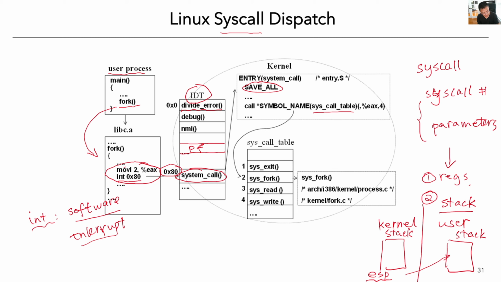So the syscall table is a table of syscall handlers. For fork, fork has a syscall number of 2, right? So in the second entry of the syscall table, it's going to call the sysfork function. So this is the syscall handler for fork.